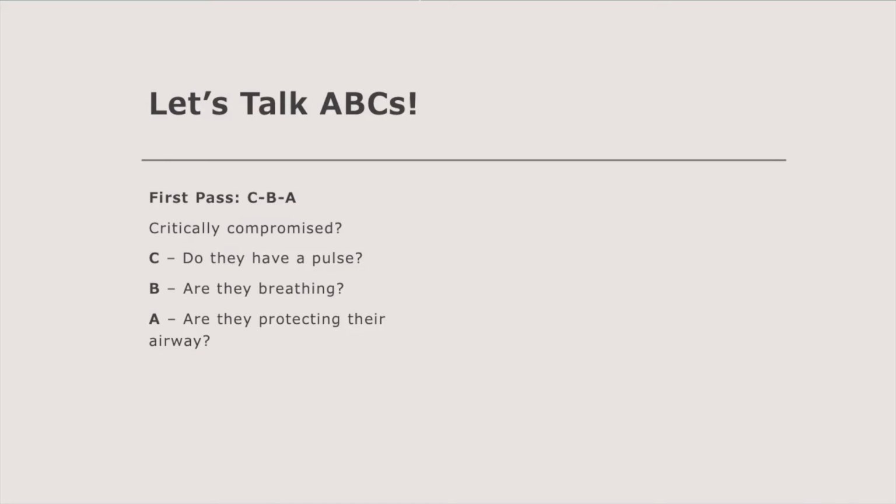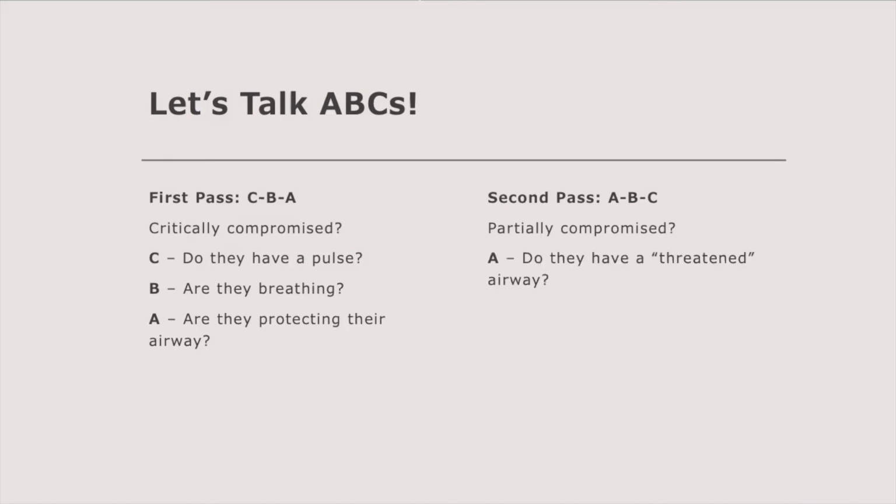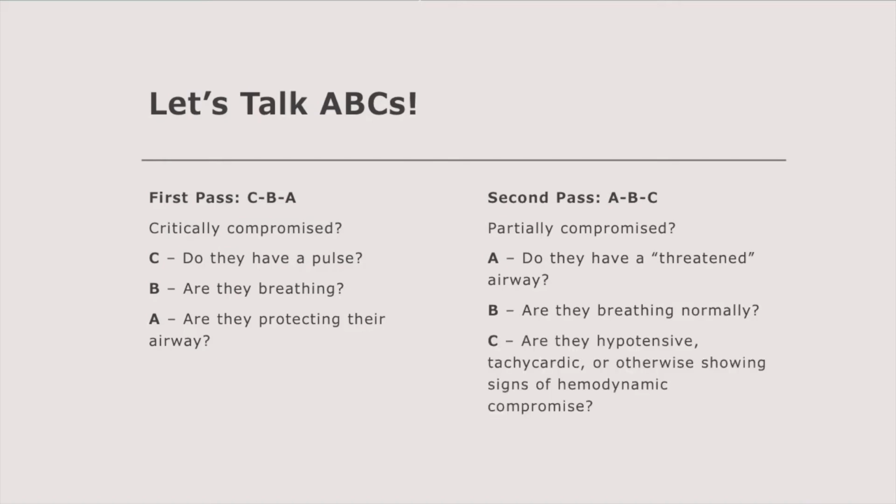Do they have a pulse? No. Then you've got to start chest compressions, right? So then I take a second pass through my ABCs, and I look for things that are partially compromised. As far as their airway, do they have a threatened airway? They're protecting it now, but they're kind of coughing on their secretions, or they're so zonked out that they're too somnolent. Breathing, are they breathing normally? Even if they're still breathing, they may have some dysregulated breathing pattern. And as far as circulation, are they hypotensive? Are they tachycardic? Or otherwise showing signs of hemodynamic compromise? Does anyone have any questions about this?